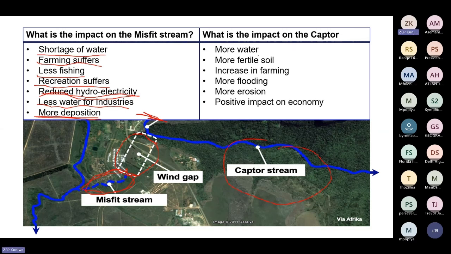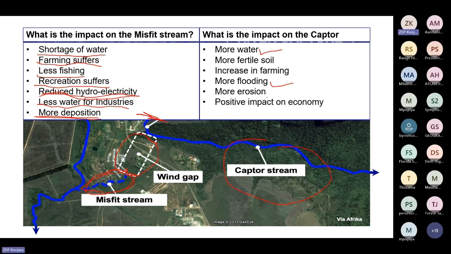Okay, let's go now to the side of the river which has stolen water. What happens? Obviously, they're going to have more water. But the first thing that is going to happen in that area is floods. Why are floods going to happen? Because the river used to have little water. Now it has almost double the water it used to have. The first thing it's going to do is overflow. So you're going to be having floods. It's going to be the first response.